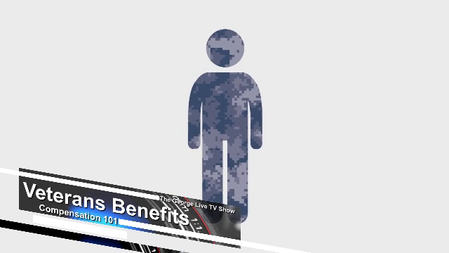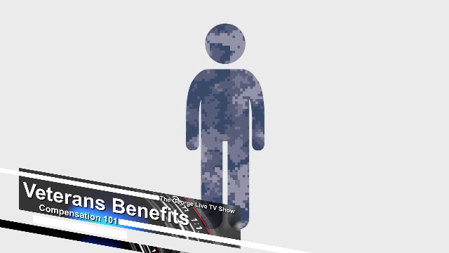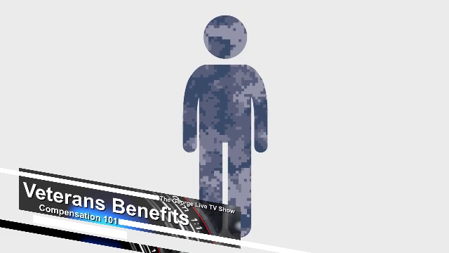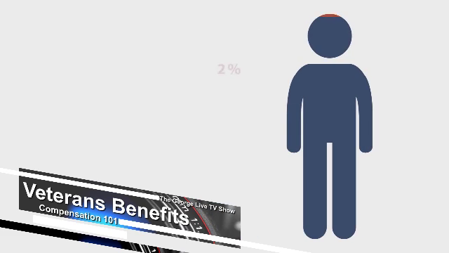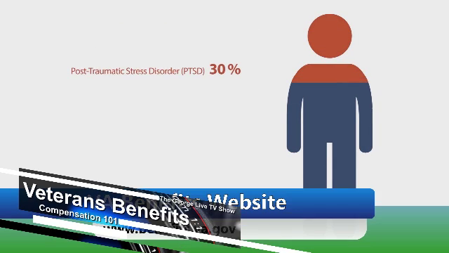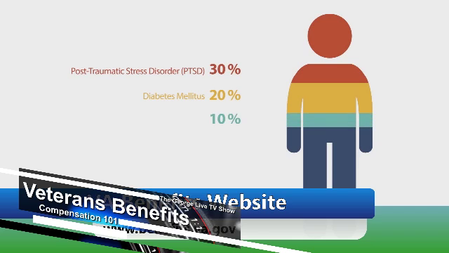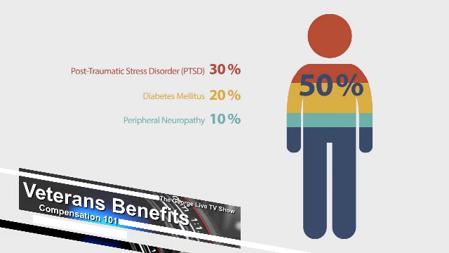Let's begin with Joe Veteran as an example. Joe has been rated for the following disabilities in order of severity: 30% post-traumatic stress disorder, PTSD, 20% diabetes mellitus, 10% peripheral neuropathy. Joe has a combined rating of 50%. This combined rating was derived by the following method.